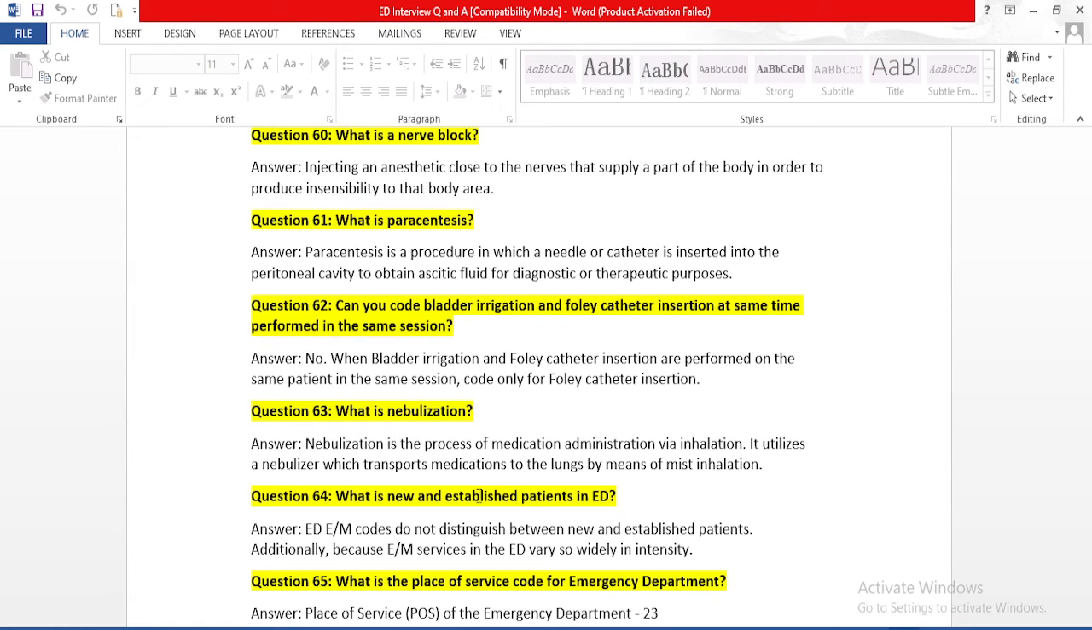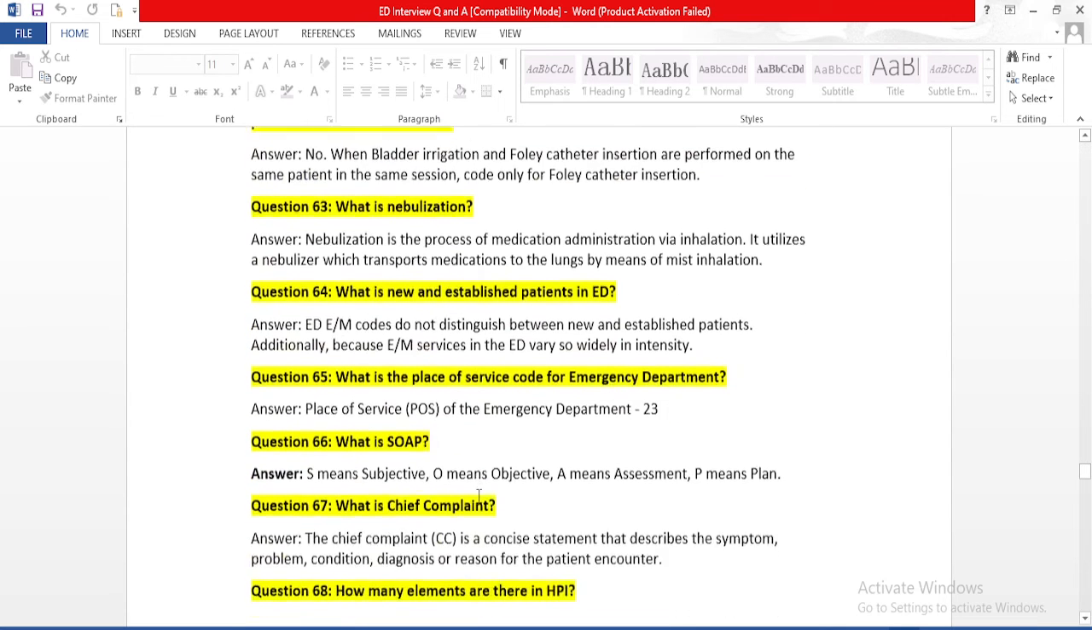So next question, can you code bladder irrigation and Foley catheter insertion performed in the same session? We can't code both at the same time. When bladder irrigation and Foley catheter insertion are performed on the same patient in the same session, we need to code only for the Foley catheter insertion.